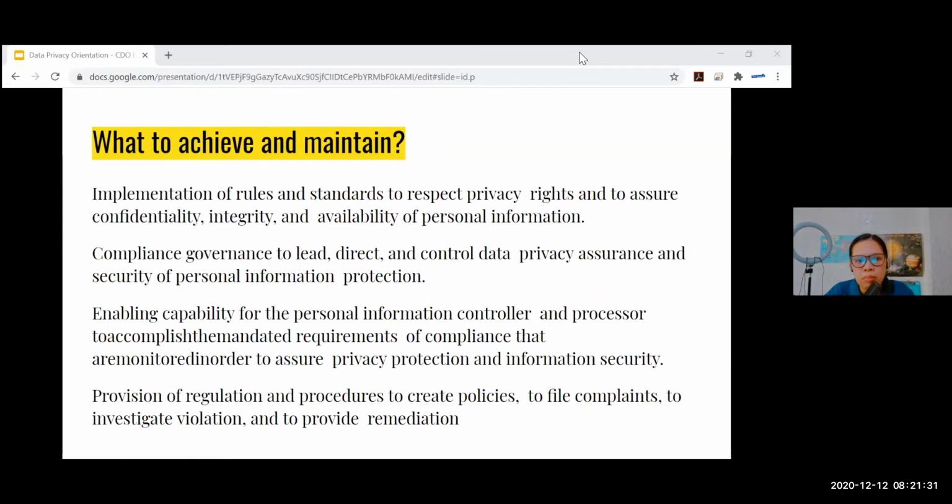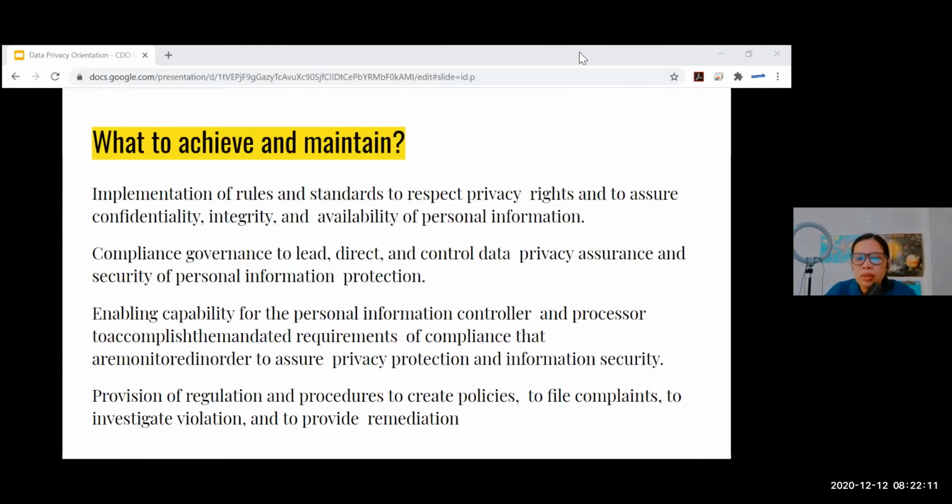We have to ensure compliance and governance to lead, direct, and control data privacy assurance and security of personal information controllers, and also enabling capability for personal information controllers and processors to accomplish the mandated requirements of compliance that are monitored in order to assure privacy protection and information security. And of course, provision of regulation and procedures to create policies, to file complaints, to investigate violations, and to provide remediation.